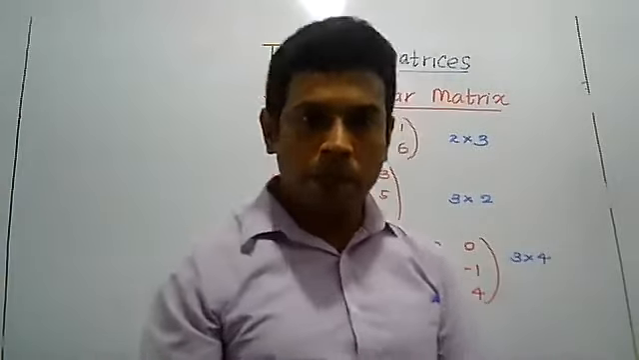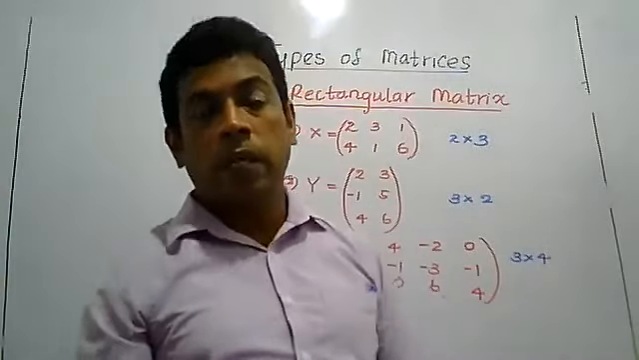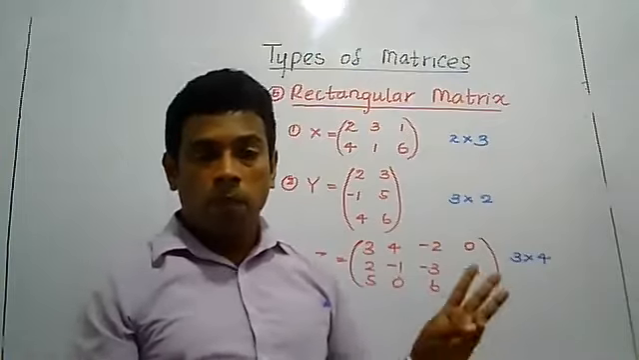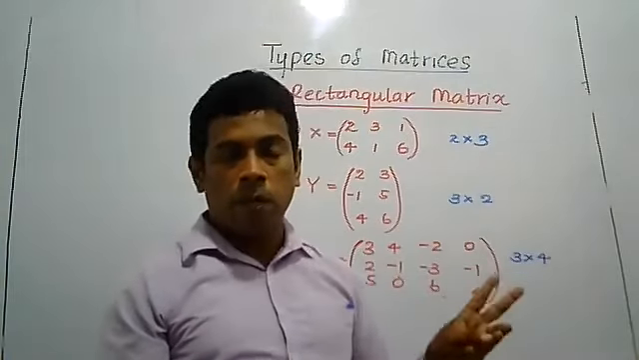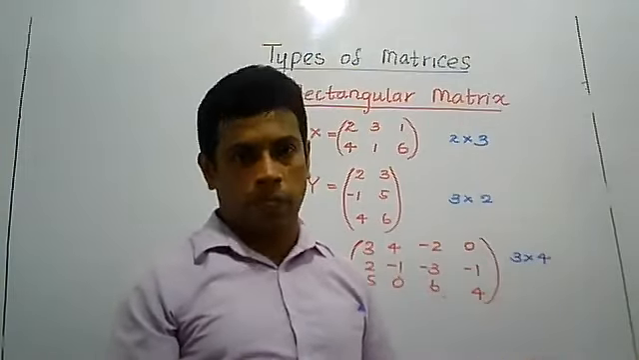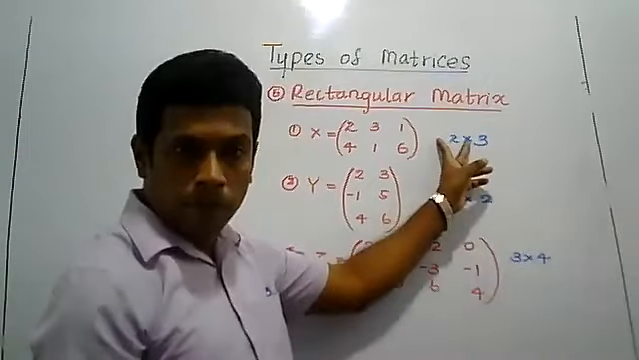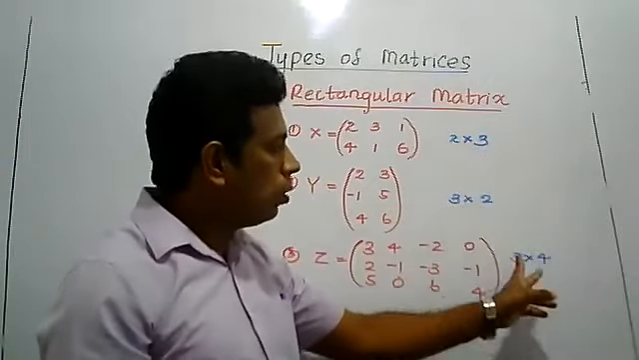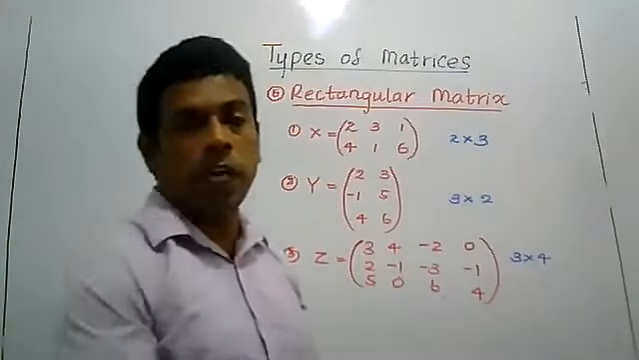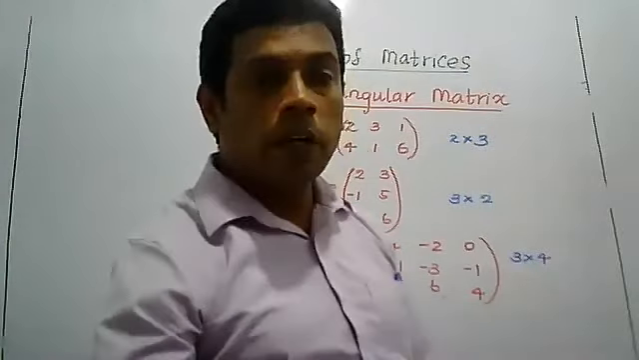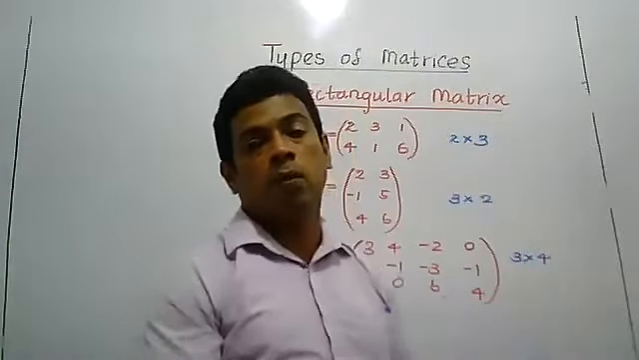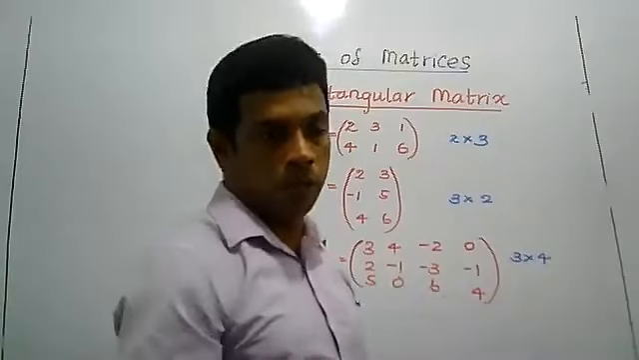Then the next type is rectangular matrix. Rectangular matrix means the number of rows of the matrix and the number of columns of the matrix are not equal. So here 2 by 3, 3 by 2, 3 by 4. They are rectangular matrices because the number of rows and the number of columns are not equal, right?